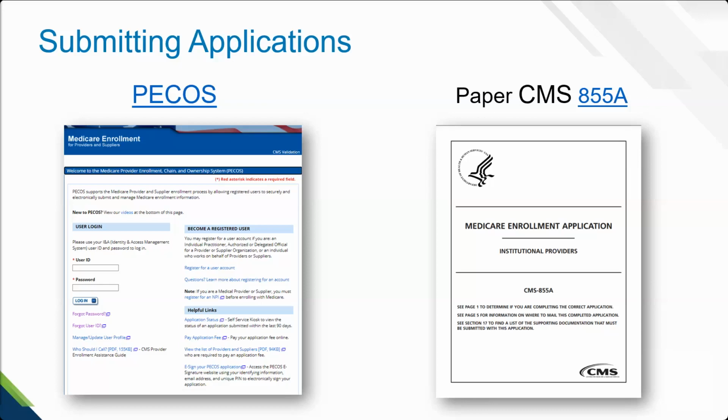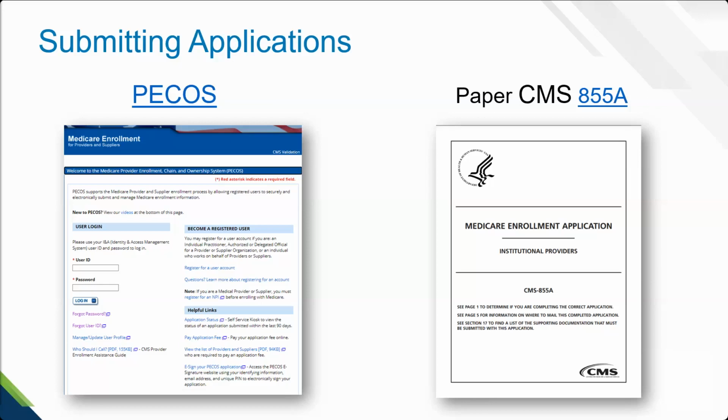The other option is through the paper CMS 855A. Now, the paper CMS 855A is available on CMS's website, and the materials do include a link to that paper application for you today. On the CMS website, though, when you pull this up, it's an electronic template. So there are fields that you can fill out. In fact, it has to be typed. It cannot be handwritten. If it's handwritten, it will be returned. So you will fill it out, but then you do need to save it, download it, print it, have it signed, and then it's going to need to physically be mailed to the MAC.